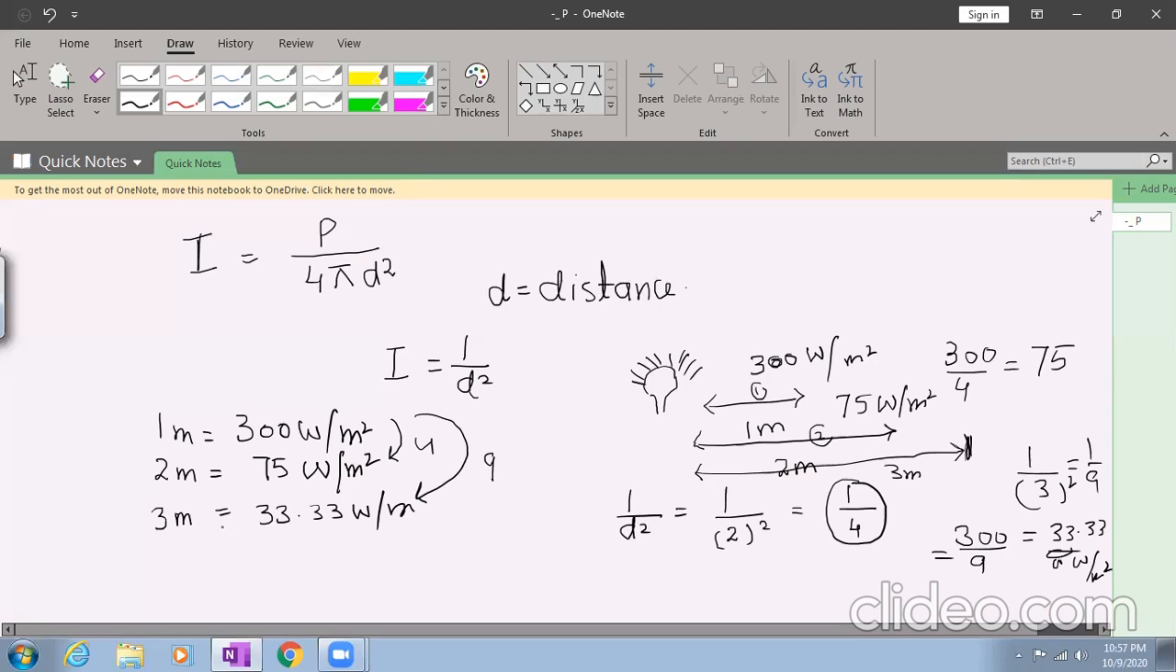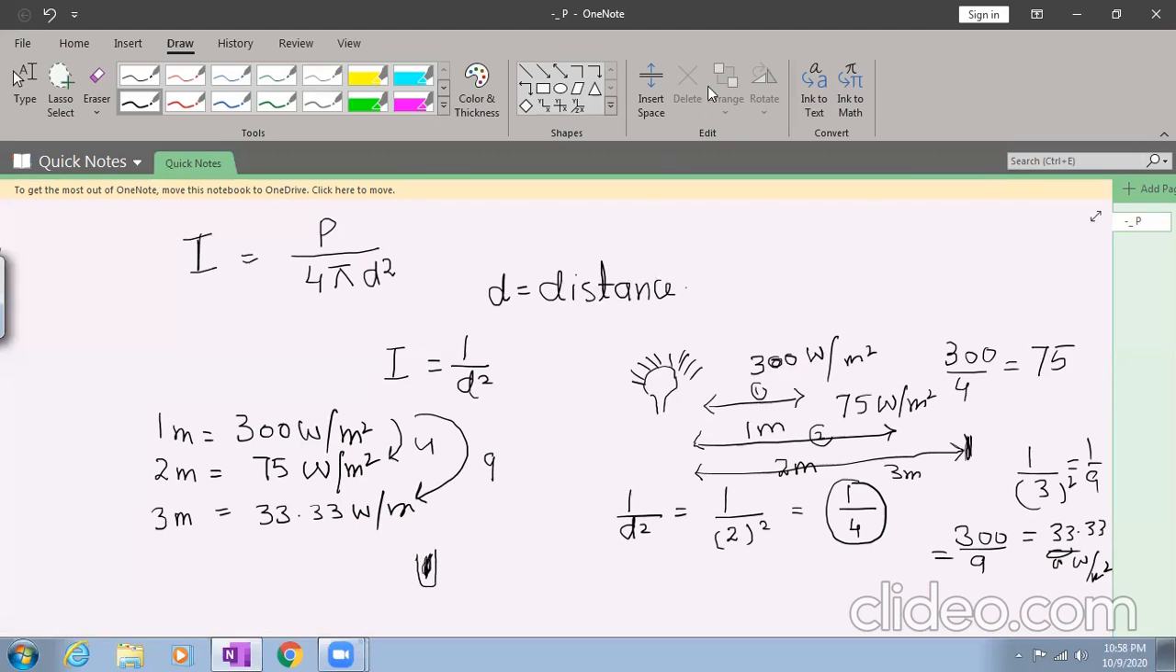So if we are keeping our light source away from the plant, the light intensity will decrease gradually. The light intensity will decrease and the rate of photosynthesis will also decrease. We can measure this light intensity. For example, this is our experiment. Here we have a plant, right? Inside this tube we have an aquatic plant.